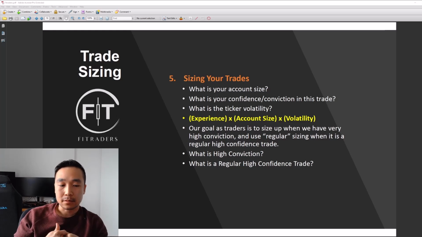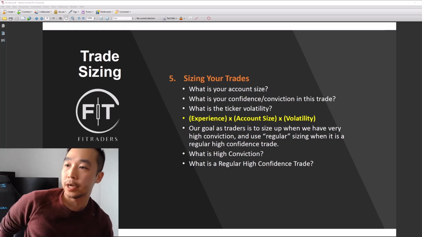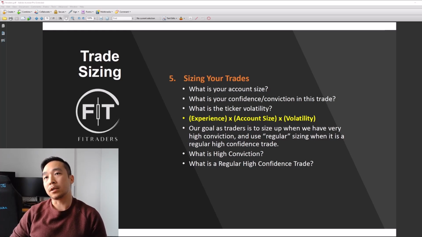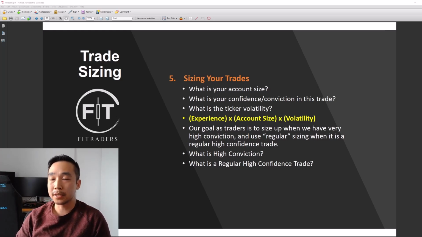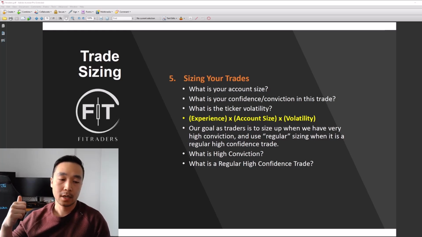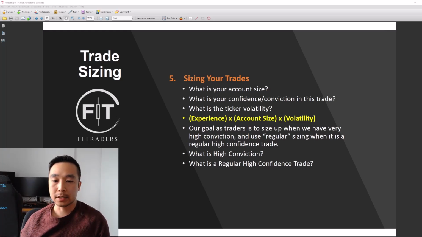So what is our goal as a trader? How do we maximize our profits by sizing correctly? For me personally, when I see a trade and I have high conviction in it, I size up. I size way up. I say this to a lot of people: I make most of my money off of just a handful of trades. I make 90% of my profits off 10% of my trades, and I make 10% of my profits off 90% of my trades.